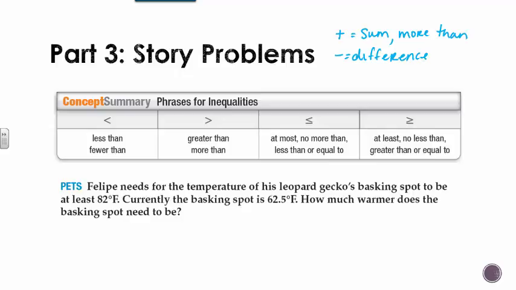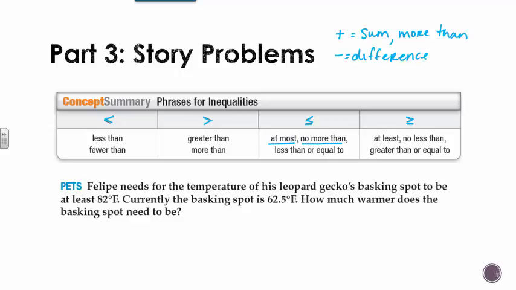Less than or fewer than for the less than symbol. The greater than symbol, we tend to use that or more than. These ones are really the ones you need to pay attention to. At most refers to less than or equal to, no more than, and then obviously less than or equal to. This one is at least, no less than, or greater than or equal to. Now I know those seem backwards, but when we do a problem, hopefully it'll make a little more sense.